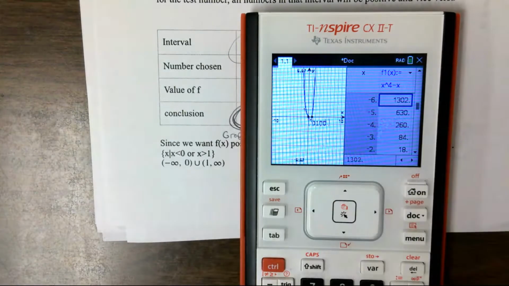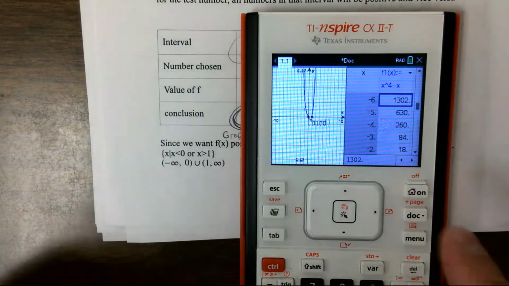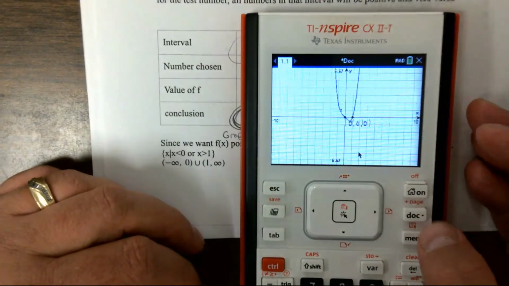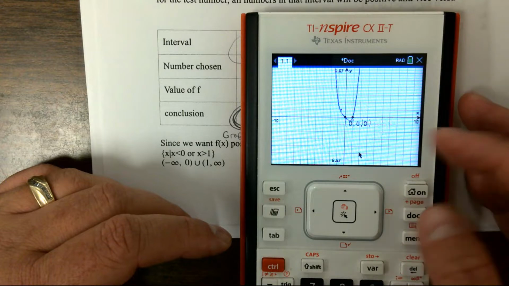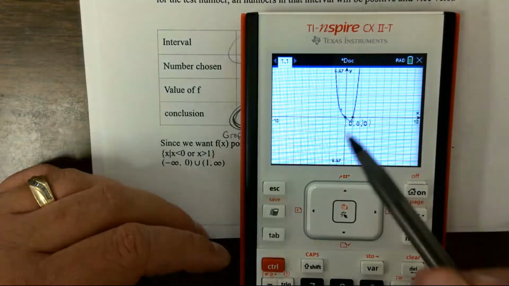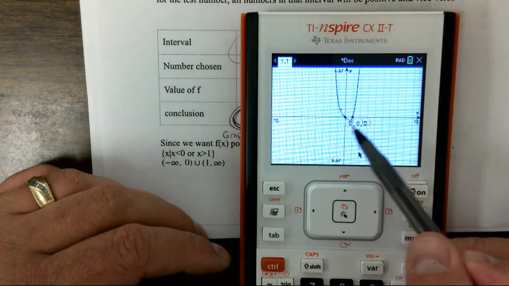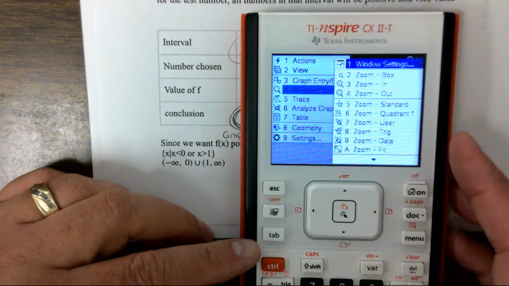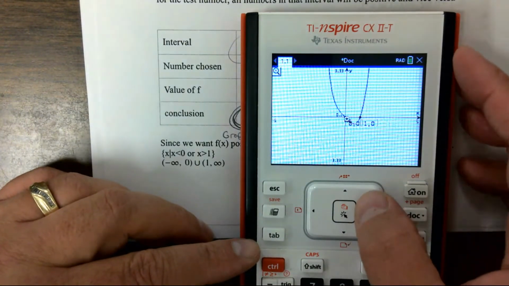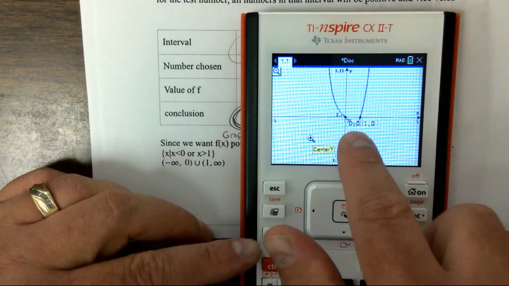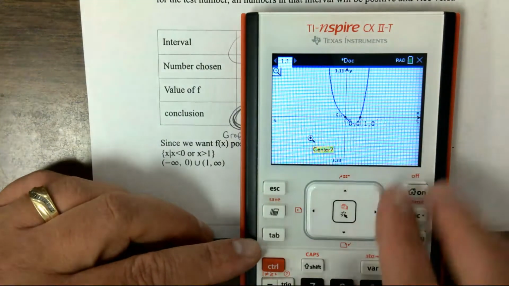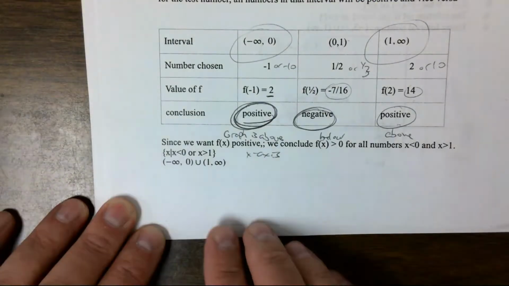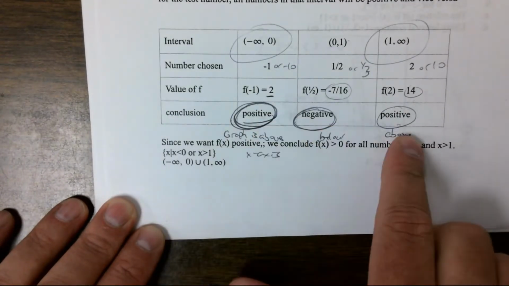So just use all your resources. You could use the table. You could zoom in or zoom out sometimes. Like here, I can easily see, even without changing table values, that this bumps down. You can do window, zoom in if you have to. So there you can really easily see it's below. So 0 to 1 is where it's negative. So that's why in here we say positive, negative, positive.